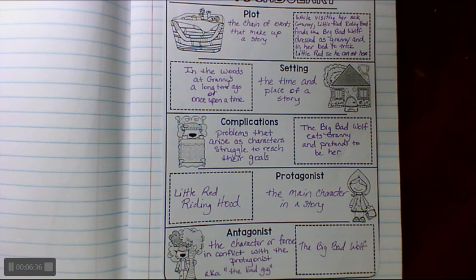So that is just a quick rundown of story vocabulary, just to refresh our minds as to what plot, setting, complications, protagonists, and antagonists are. We'll remember this as we go into our next lesson, because we are about to break it down even further and take plot and break it down into 5 more parts. So if you need to now, you can pause this so that you can copy all of these notes and put them into your notebook.